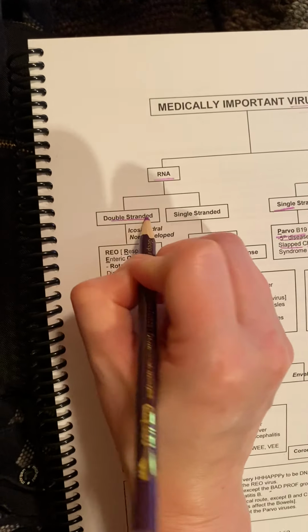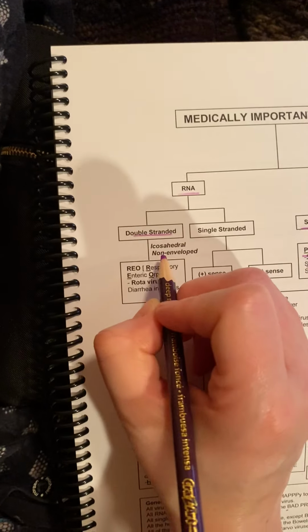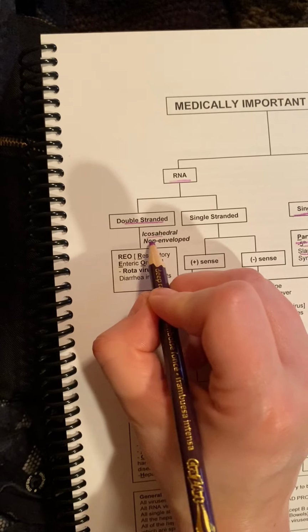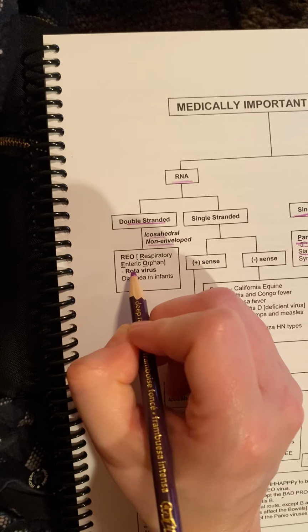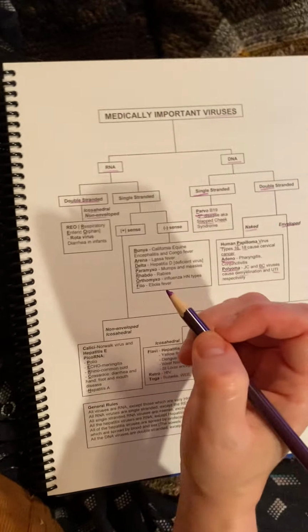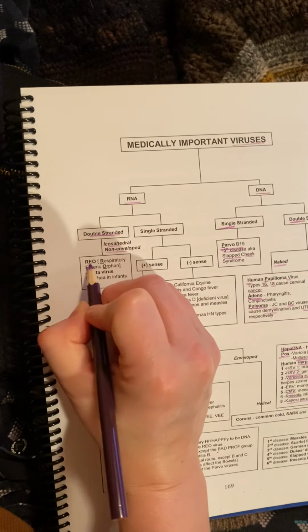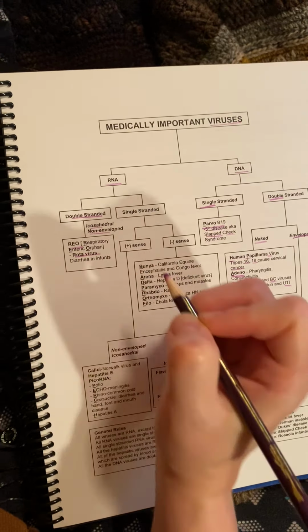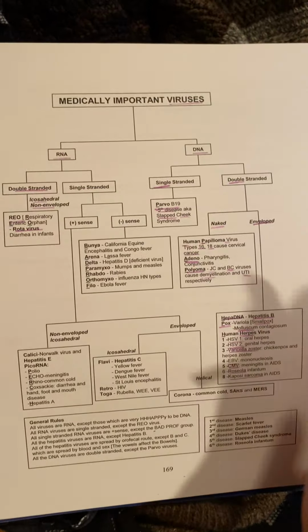Double-stranded. Icosahedral, non-enveloped. It's hard. Do I say enveloped or enveloped? Okay. Reo: respiratory, enteric, orphan. Rotavirus, diarrhea in infants.